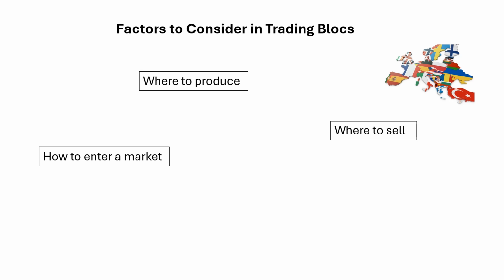They also need to consider the business strategy. Operating within a trading bloc may require tailoring business strategies to take full advantage of the bloc's structure. Businesses within the trading bloc may benefit from economies of scale by producing more goods at a lower cost due to larger, unrestricted access to markets across member countries.